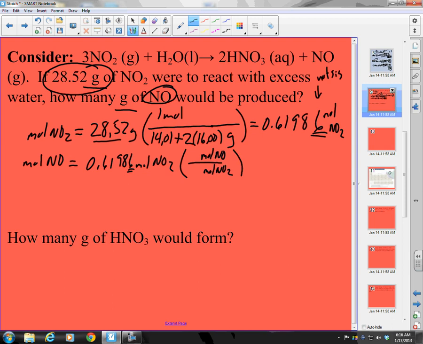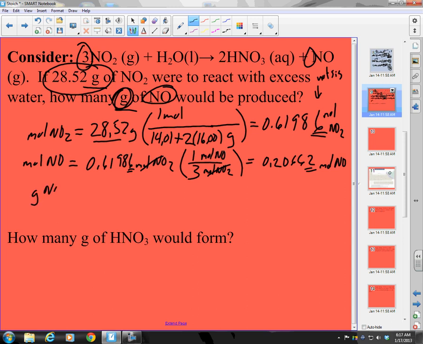What's my mole ratio? I have 3 moles of NO2, so 3, to 1 mole of NO. So my moles of NO2 cancel. Beautiful, meaning I take my number, divide it by 3, and what do I get? I get 0.20662 moles of NO. But I don't want moles of NO, I want grams of NO.